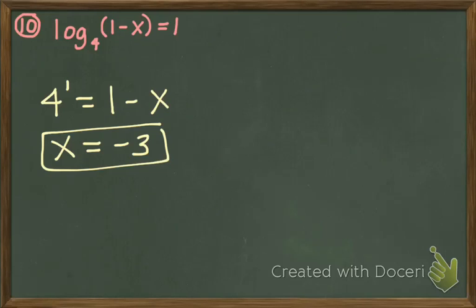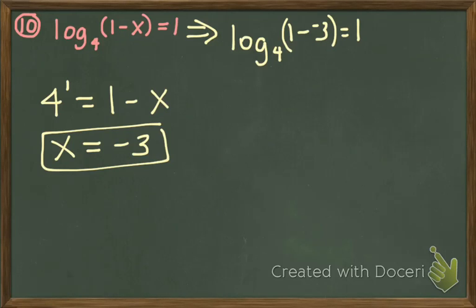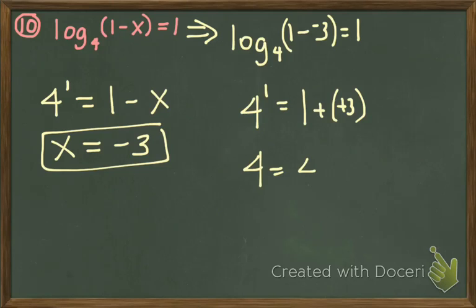And then we substitute into the original equation, and we get log base 4 of 1 minus negative 3 equals 1. So then we translate it back to an exponential to help us think about it. Is 4 to the 1 equal to 1 minus negative 3? Well, when we simplify the left, we get 4. When we simplify the right, we get 4. So clearly, our answer worked. And that's the end of this video.